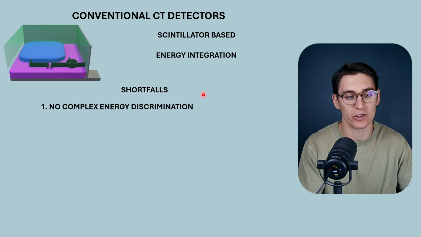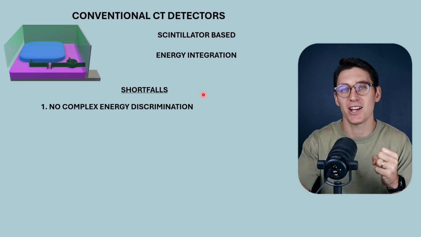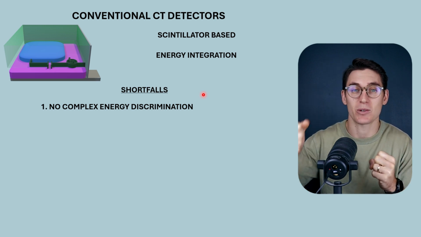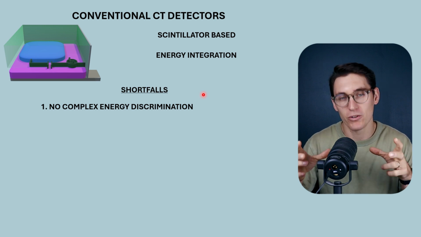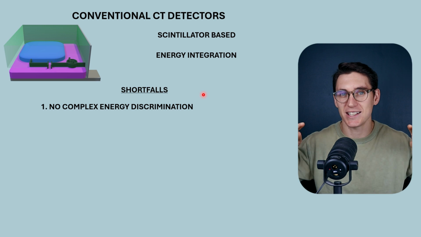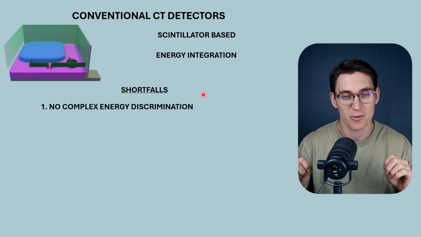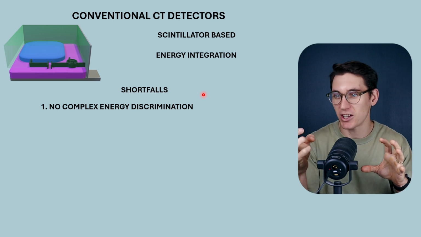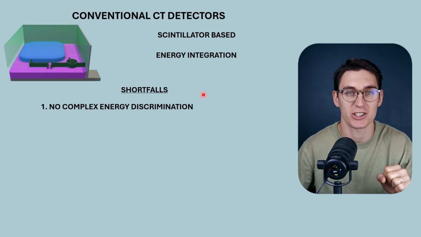The first being that we've got no complex energy discrimination. We're not able to accurately say what was the energy of the X-ray photons that were incident on our detector in that period of time. We've looked at dual energy CT, where we can see two separate X-ray energy levels, but we can't really go much further than that. Photon counting detectors, because we can look at individual X-ray energies, we're going to have much better spectral discrimination and much better tissue discrimination ultimately.